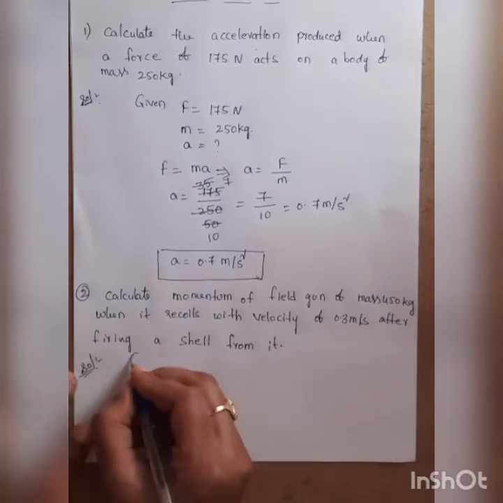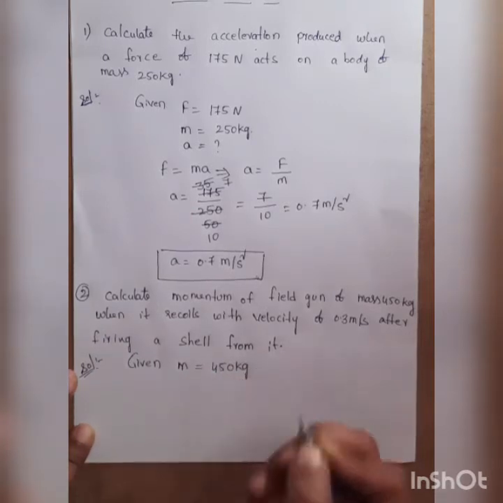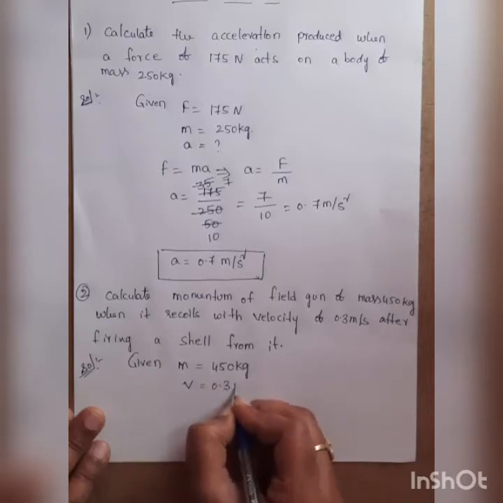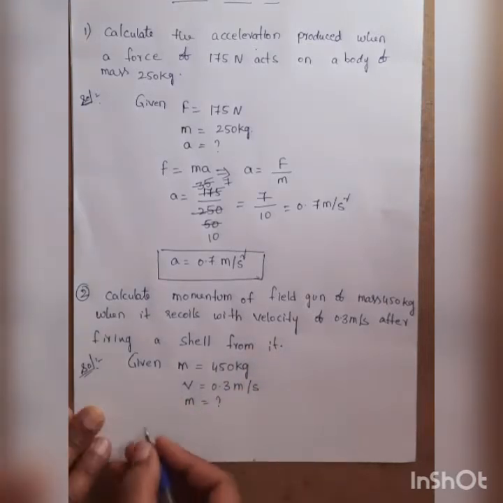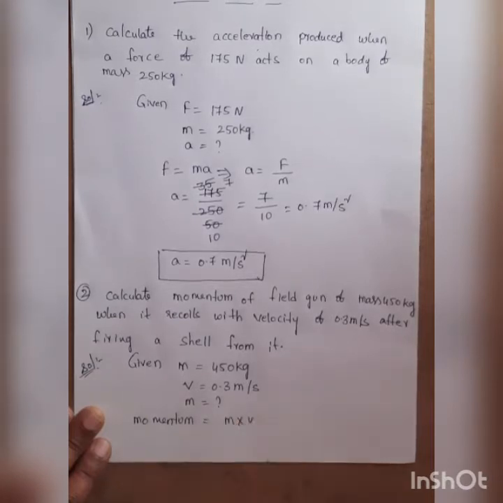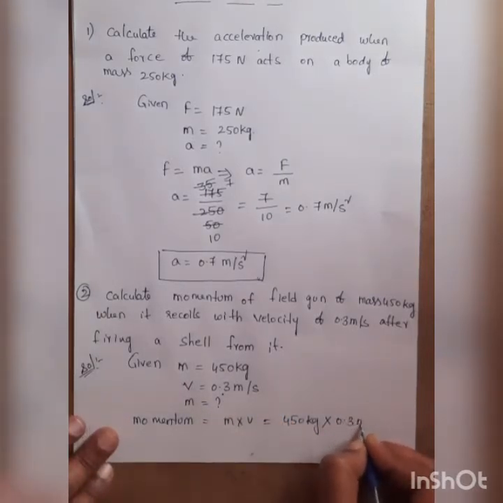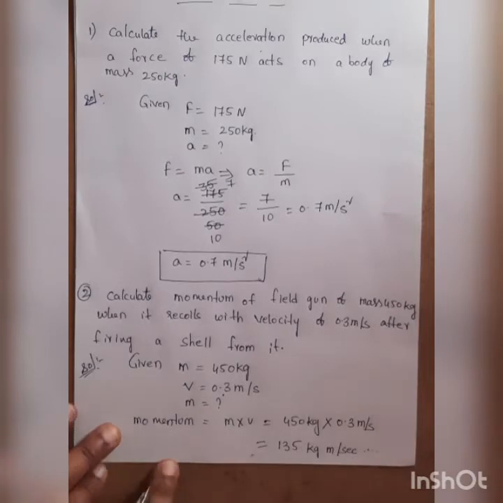First of all, given data. Mass of the body m is equal to 450 kgs, and the velocity v is equal to 0.3 meter per second. So momentum is equal to how much? We know the momentum formula. Momentum is equal to mass of the body into velocity. So that is equal to 450 kgs into 0.3 meter per second, which is 135 kg meter per second. So this is the momentum of the body here.